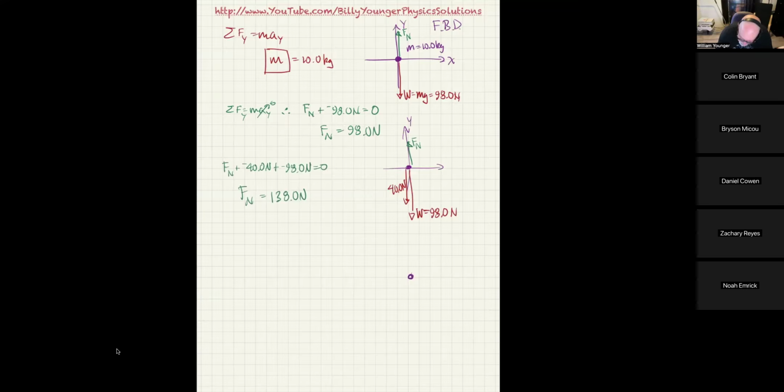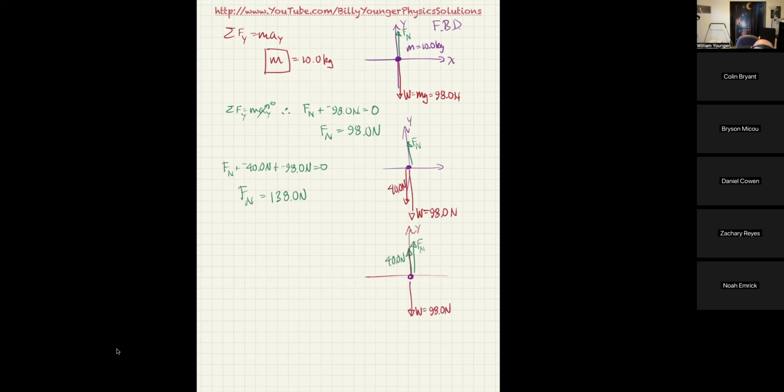If someone instead pushed up on the box or lifted up on the box, then we would have a force, let's say 40 newtons upward, but we'd also have a normal force Fn acting upward, and we'd have weight equals 98.0 newtons acting downward.